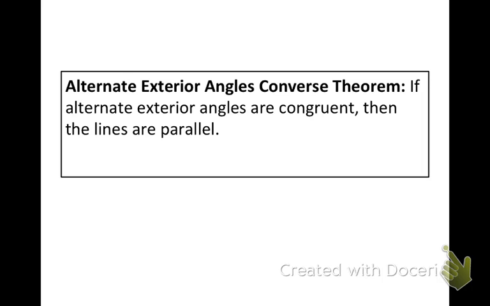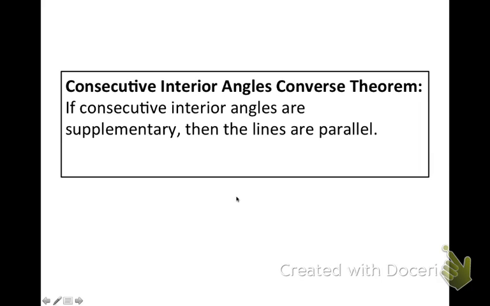The last one was alternate. You went back one on accident. That was exterior. If alternate exterior angles are congruent, then lines are parallel. That's this one. I messed up on this one.